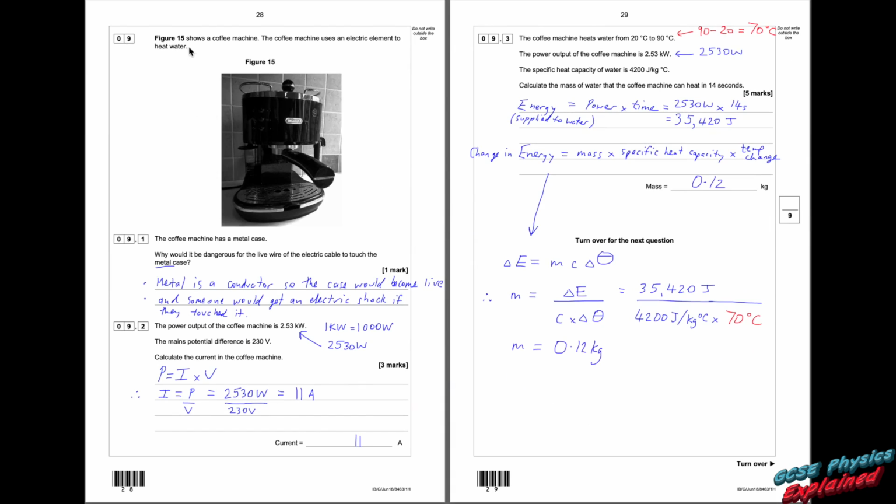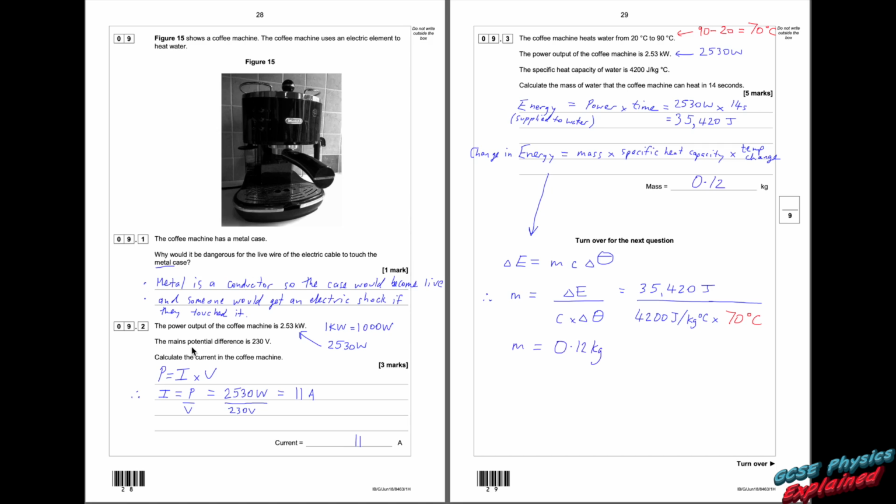Question 9. Figure 15 shows a coffee machine. The coffee machine uses an electric element to heat water. The coffee machine has a metal case. Why would it be dangerous for the live wire of the electric cable to touch the metal case? Well, metal's a conductor, so the case would become live. And if someone came along, they would get an electric shock if they touched it. So that could be worth 2 marks.